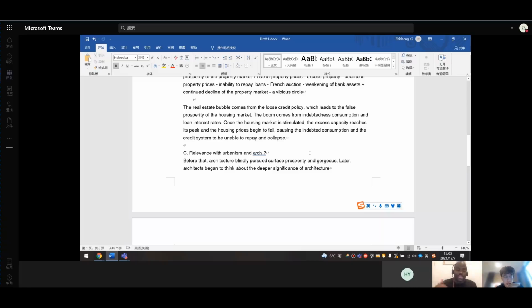So if you look at places like New Orleans, for example, after the economic crash, or Detroit, you have whole swaths of area that are vacant because people are not able to pay their mortgages. Okay.